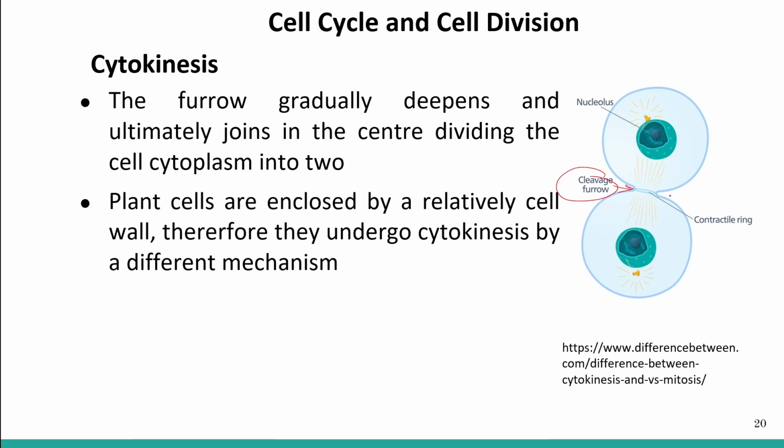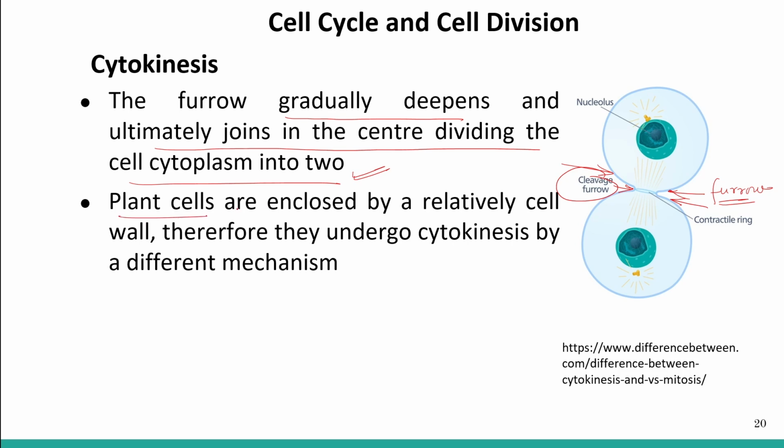So here we can see a furrow or cleavage, right? So the furrow gradually deepens, and ultimately joins the center, dividing the cell cytoplasm into two, and it forms two individual cells.